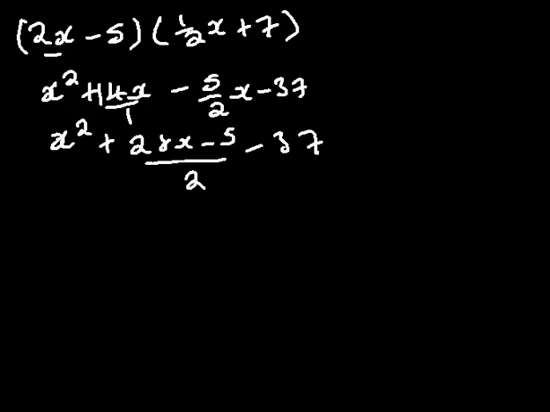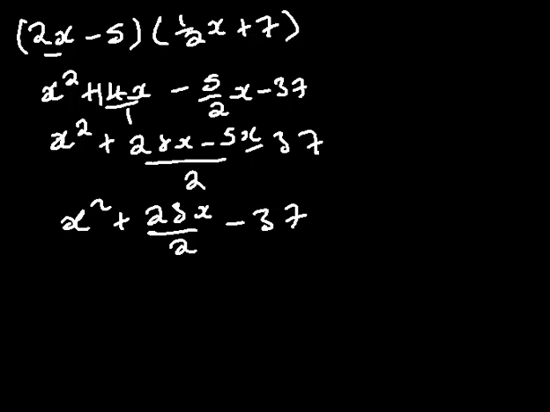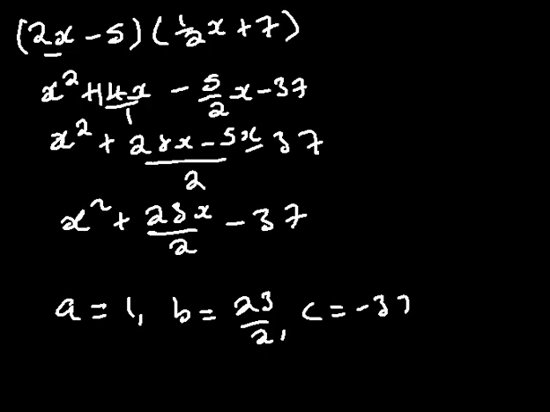So in this case we'll have x squared plus 28x minus 5x, that will be 23x, divided by 2, minus 35. So this is what we get as the quadratic expression. And what is the value of a? A is 1. And what is b? We have 23 divided by 2. And what is c? We have negative 35.